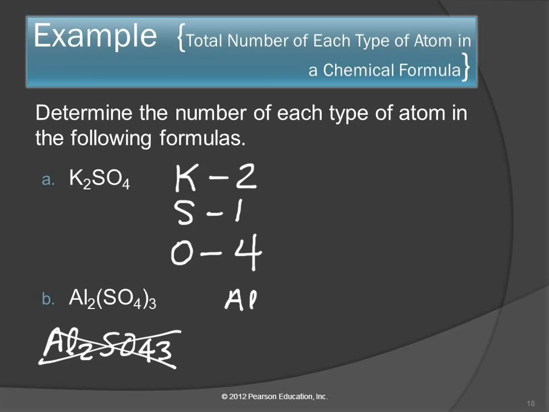So we've got 3 elements again, right? Aluminum, sulfur, and oxygen. How many aluminum atoms? 2. How many sulfur atoms? 3. And how many oxygen atoms? 12. Sometimes you might have a lot of atoms of one element, and that's okay. You get large molecules, and they can have hundreds of hydrogen atoms. Any questions?